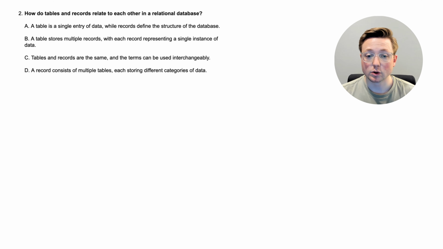Option B, a table stores multiple records with each record representing a single instance of data. Option C, tables and records are the same and the terms can be used interchangeably. Or option D, a record consists of multiple tables, each storing different categories of data.